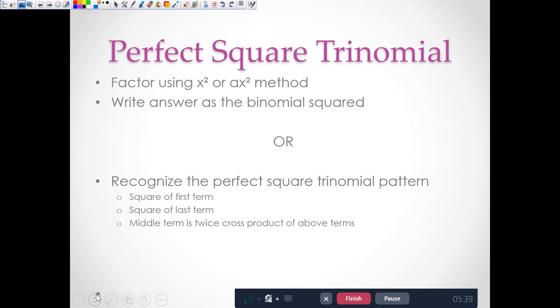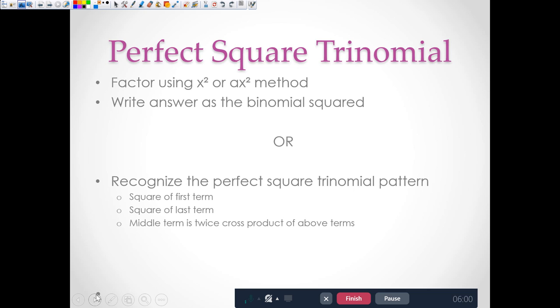So, factoring perfect square trinomials. You can still use the x squared or ax squared method, the methods that we have been doing, because on your test, you may not identify that it's a perfect square trinomial. However, if you do identify that it's a perfect square trinomial, you can use the other method.